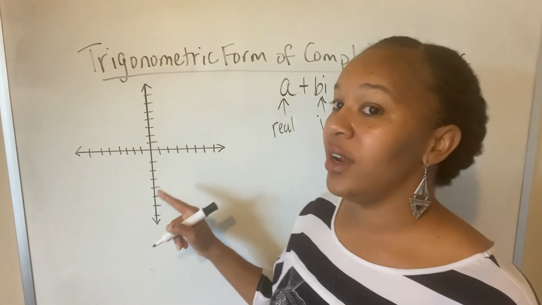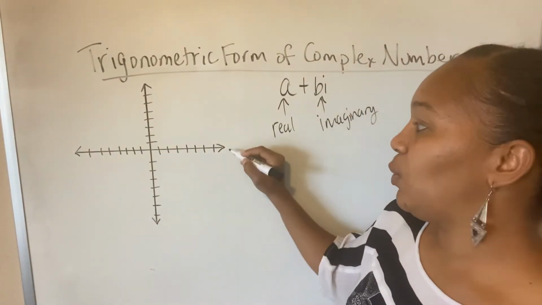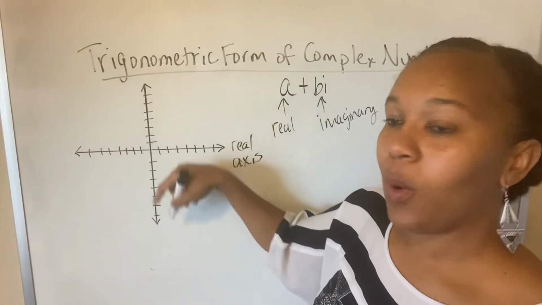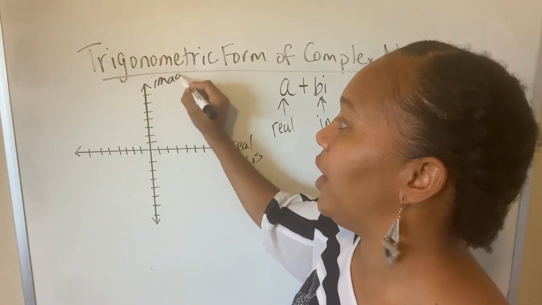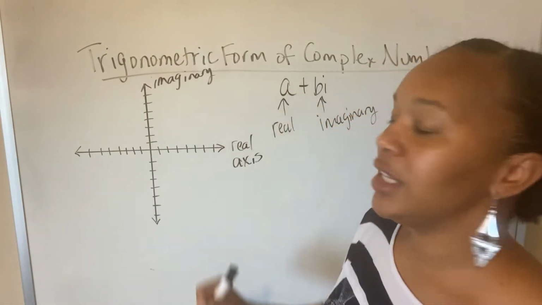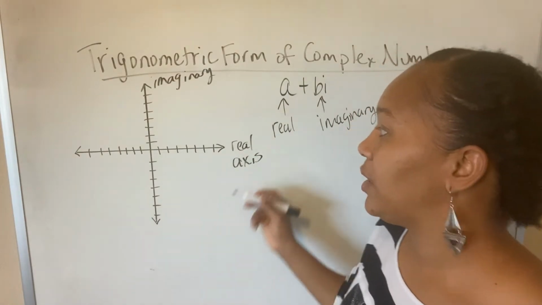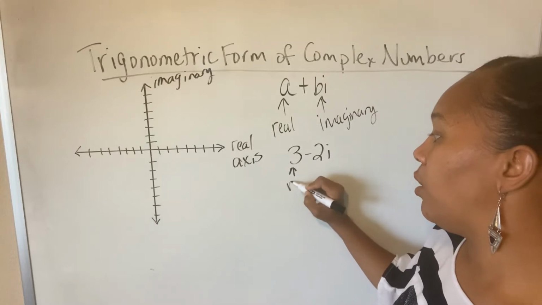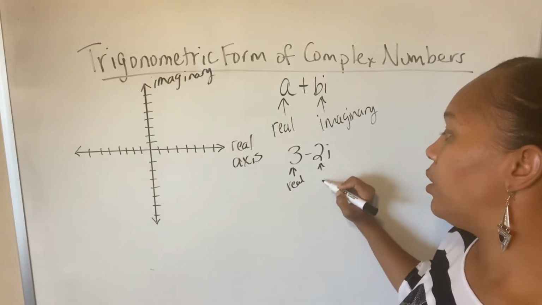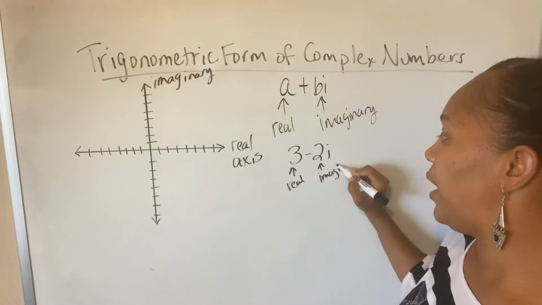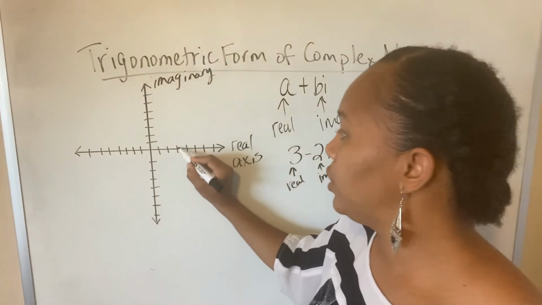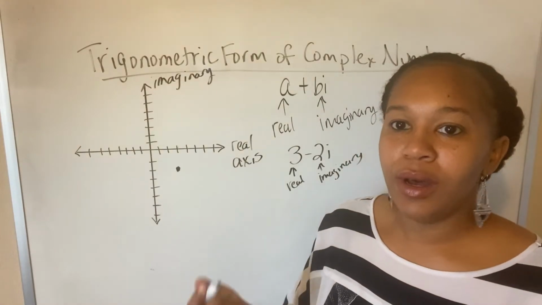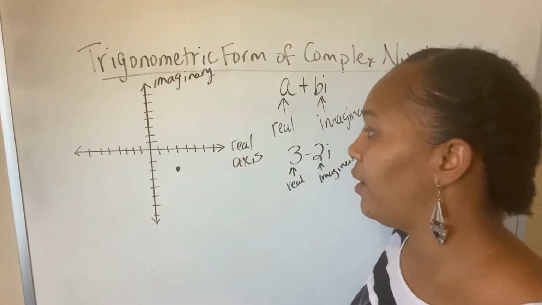However, instead of this being the x-axis, we now call this the real axis. And instead of this being the y-axis, we now call this the imaginary axis. So if we wanted to graph the complex number 3 minus 2i, we would go to 3 on the real axis and negative 2 on the imaginary axis. So here's 3, here's negative 2, and we'll put a point right there. That's like our normal 3, negative 2 ordered pair.